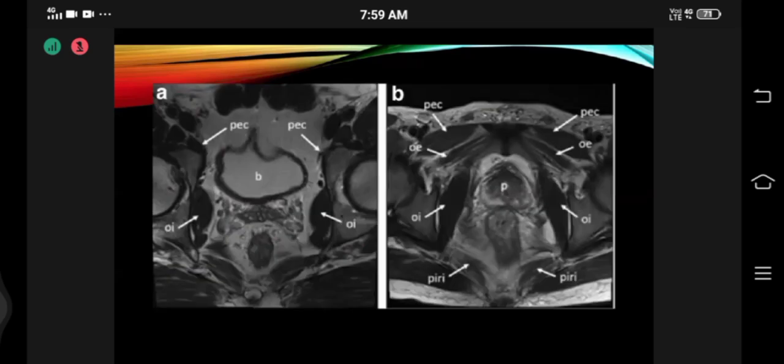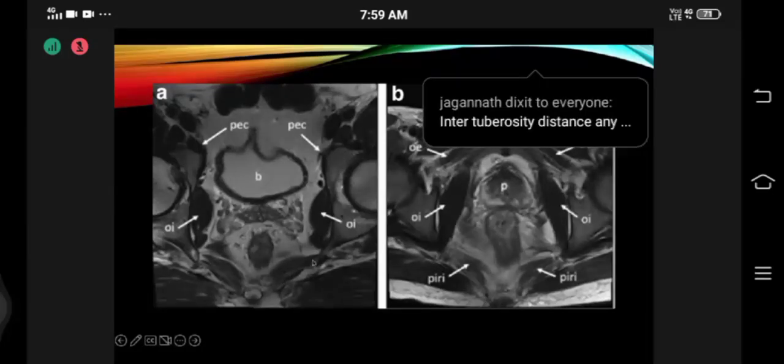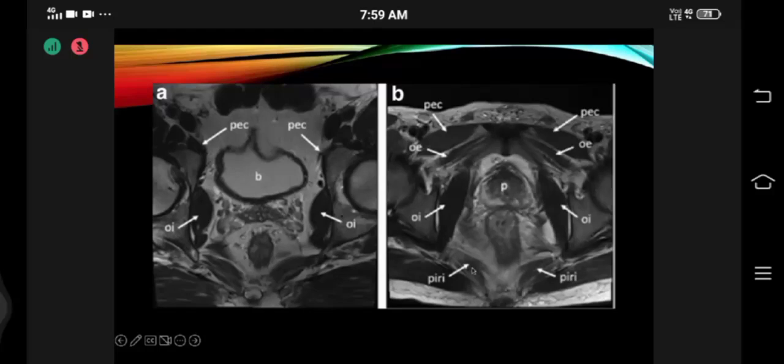So this is the pectineus muscle. This is the obturator internus muscle. Yeah, this is the obturator internus muscle. You can see this black line. And posteriorly, this line, this is the piriformis muscle. If the disease is extending posteriorly, then the piriformis is very important because the sciatic nerve travels in front of the piriformis muscle. So if the piriformis muscle is involved, then the chance of sciatic nerve roots or sacral nerve roots involvement is high.